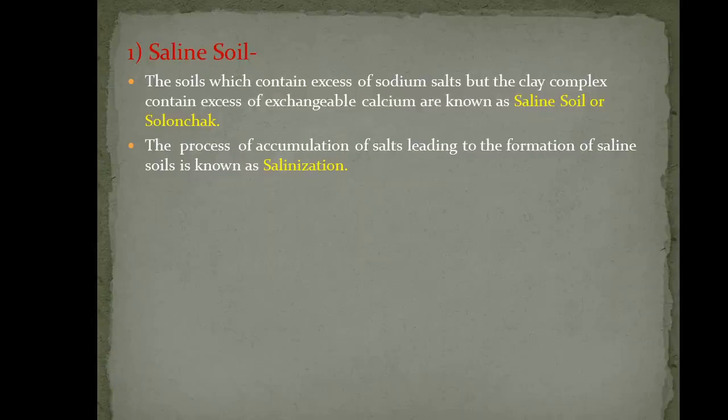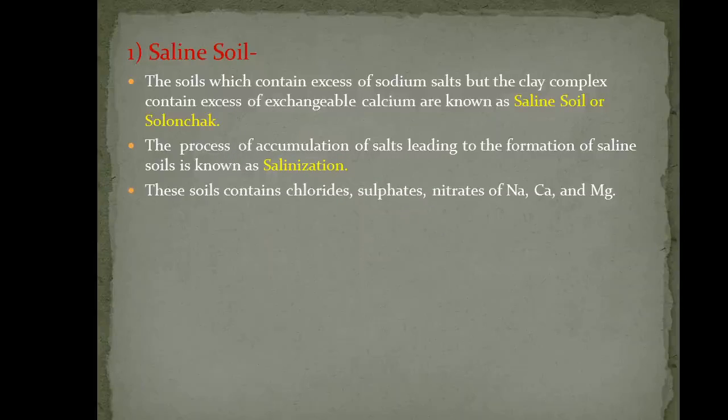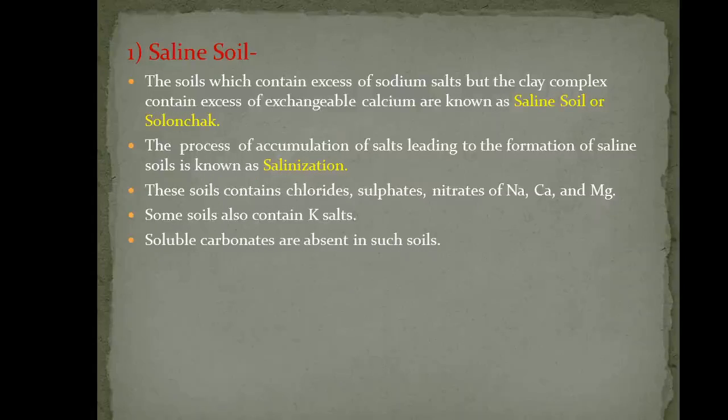The process of accumulation of salt leading to the formation of saline soil is known as salinization. This soil contains chlorides, sulfates, and nitrates of Na, Ca and Mg. Some soils also contain K salts. You know that K means potassium. Soluble carbonates are absent in such soil. That means in saline soils, soluble carbonates are absent.